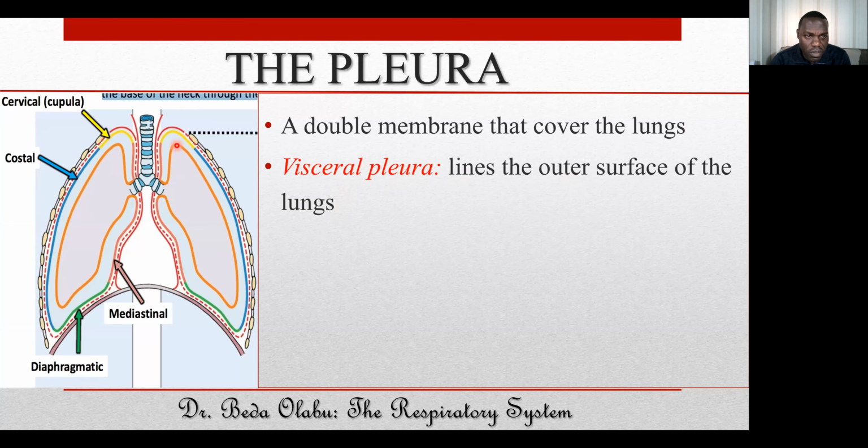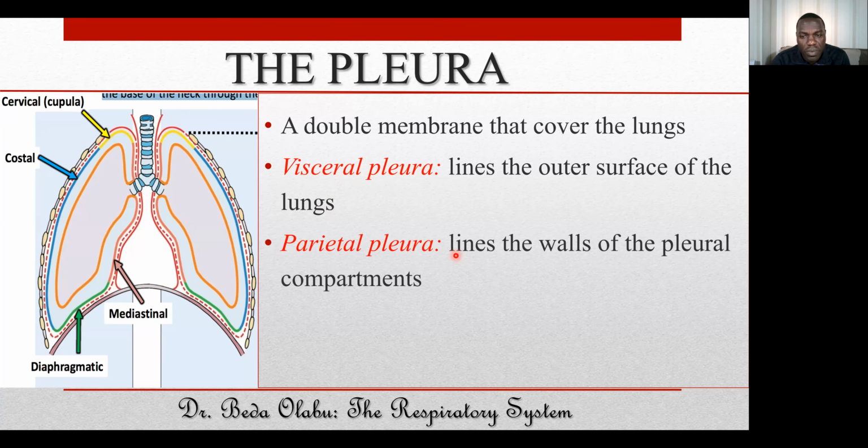This is the visceral pleura. It is very intimate with the lung surface, and where there are fissures, it will also go in along the fissures. A bit difficult to separate from the lung surface. Then the outer layer of the pleura is what we call the parietal pleura. This one lines the walls, the inner side of the chest cavity.